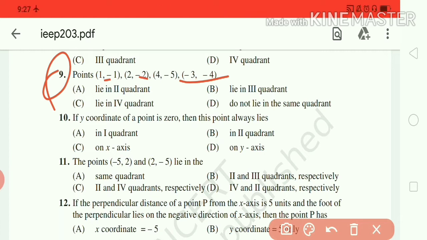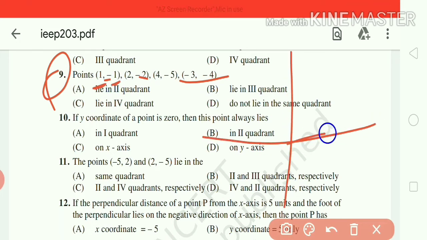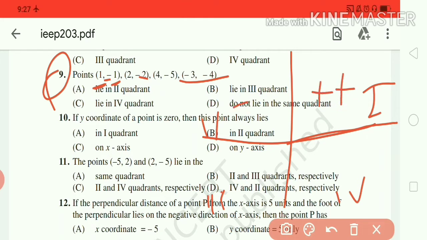So let us check 1 and -1. This is x positive and y negative. So at first we will make the quadrants. This is first quadrant, this is second quadrant, this is third quadrant, and this is fourth quadrant. Now both are positive in first quadrant, x is negative, y is positive in the second quadrant. In the third quadrant both are negative. In the fourth quadrant x is positive, y is negative.